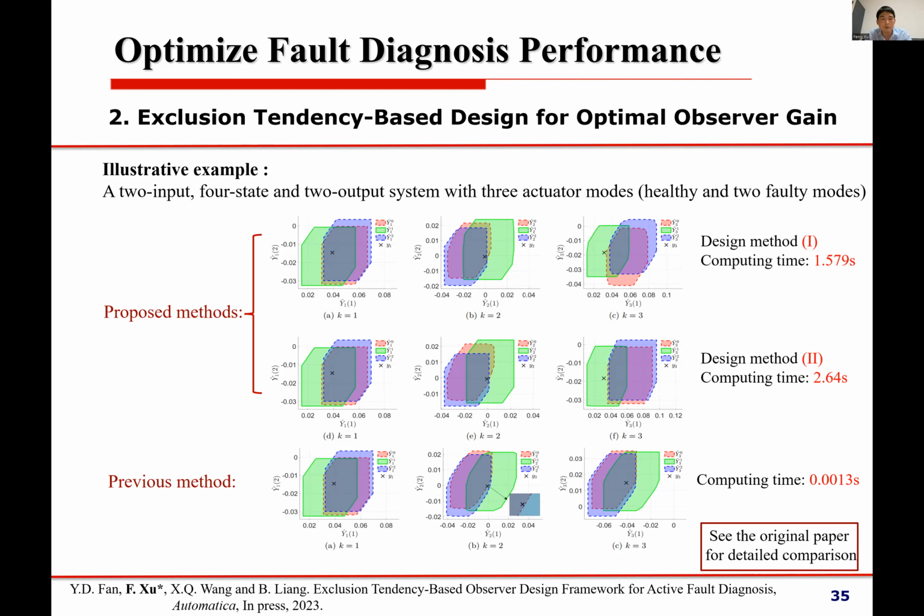And I also use our previous work to diagnose the same fault, and we can see that it used 3 steps, but it cannot diagnose the fault successfully. So after we make a comparison of the figures here, we can see that by using this new method to optimize observer gains, we can improve the performance of the whole framework. But the price is that we have to use more computational resources to improve the performance. Actually, in our original paper, we make more detailed comparisons. You can turn to our original paper to see the details.